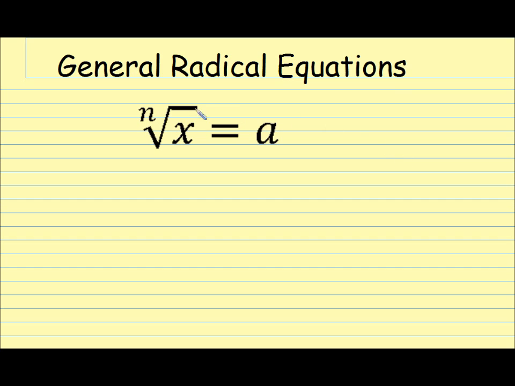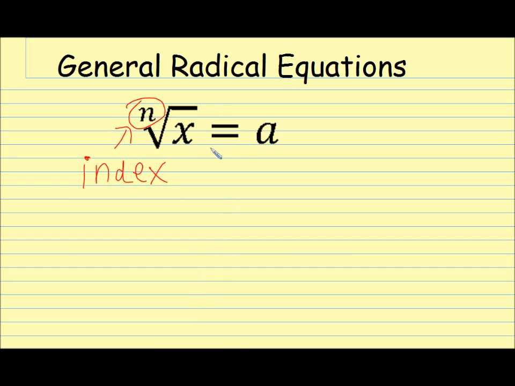Let's go through our basic notation here. If we see a statement like this, this is the radical sign. This little n here is what we call the index of the radical. If you don't see a number next to the radical, we always assume that it's just a square root. We assume that index is the number 2.